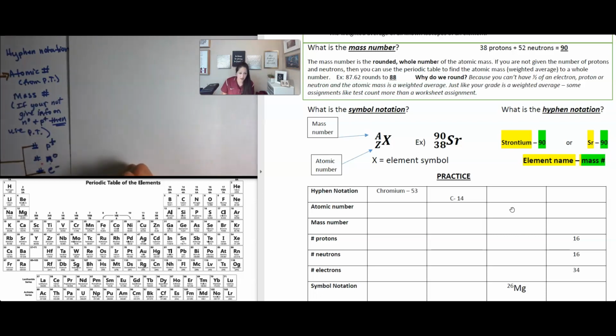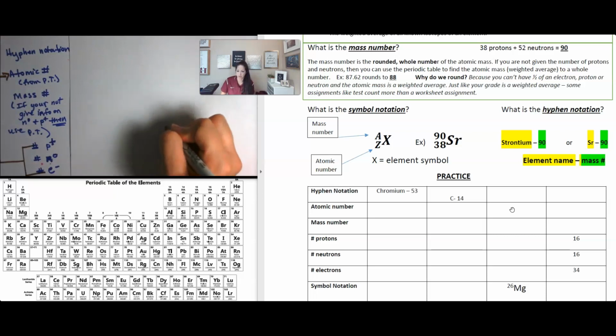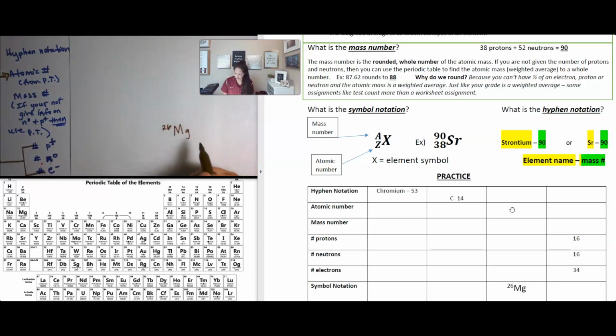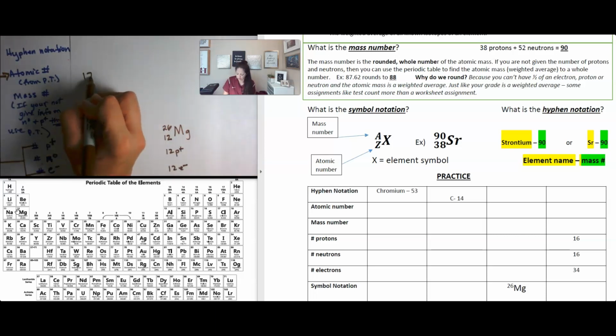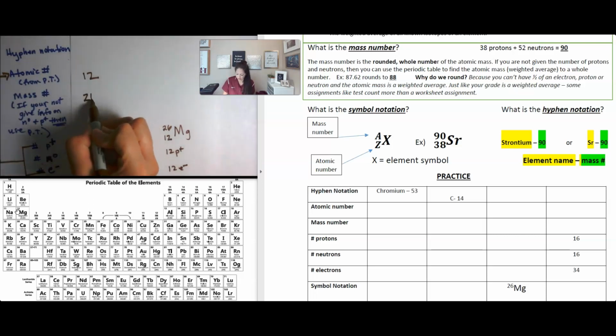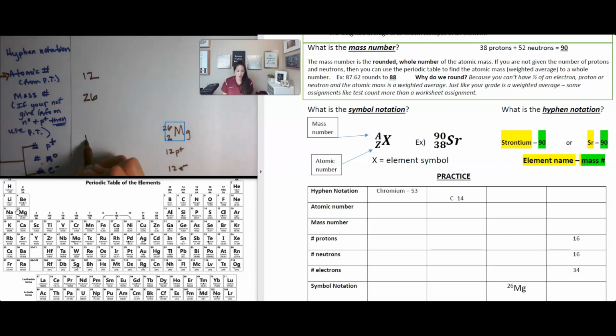We were given, I'm going to write it over here so you can see it, that it was magnesium. Mg is magnesium. I know that that is magnesium because I can come to the periodic table and find Mg and it has the name of it. Now this only has the mass number, but we can simply find the atomic number by locating it on the periodic table. And we see that the small whole number is 12. So that means the atomic number is 12. That 12 also means I have 12 protons and 12 electrons. So our atomic number, just to review, is 12. Our mass number is 26 because that was given to us. We have 12 protons, 12 electrons.